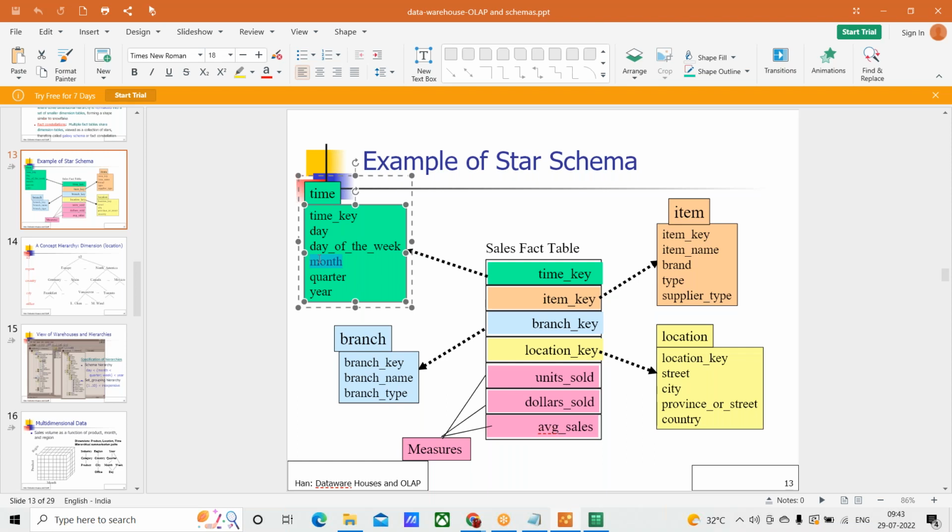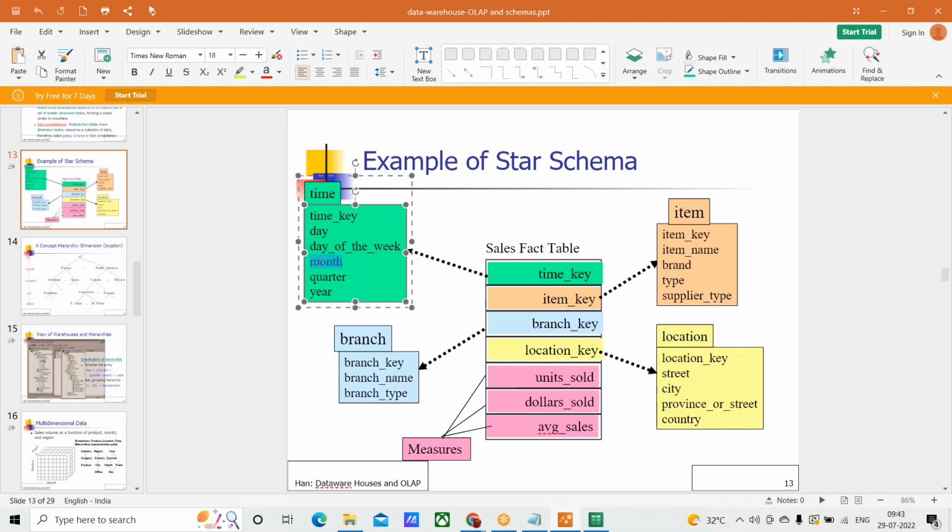If you want the total quantity sold, you will get it. Or if you want the average, you will get the average. Whatever it is, all the aggregate functions, min, max, average, sum, count, you can get anything based on the type of dimension you are joining.